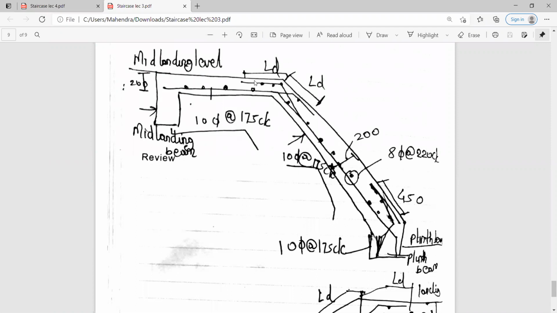And what is this LD? LD is nothing but the development length. For a staircase, there is no need to check for the development length. This is from the mid landing level to the plinth beam.